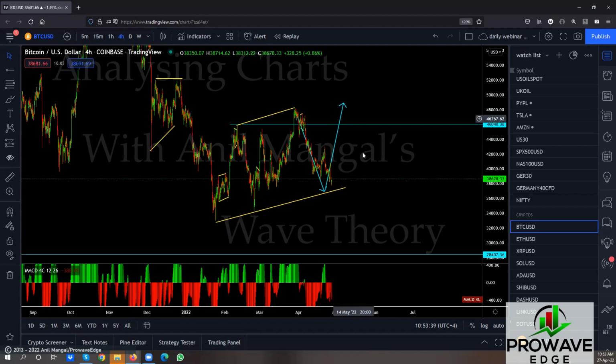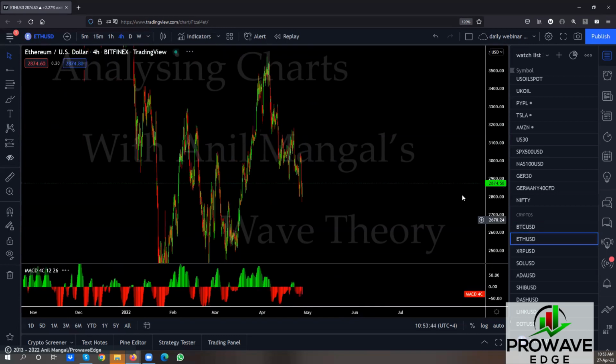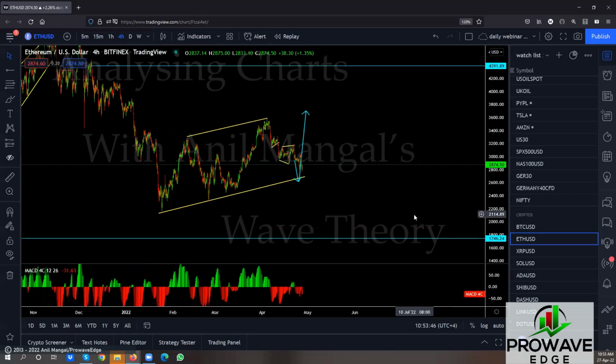So I'm still looking for the buy. We don't have a buy setup. That's simple. Ethereum, same thing. We don't have a buy setup. We're looking for the buy.